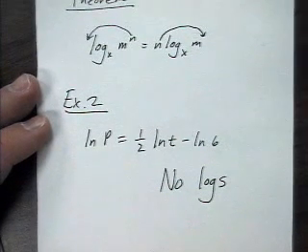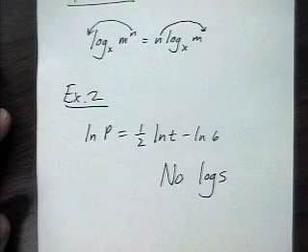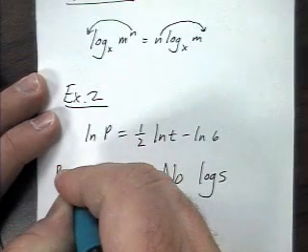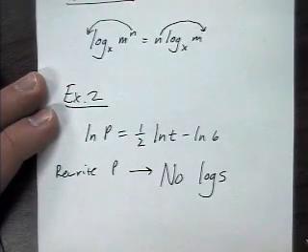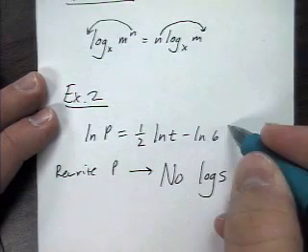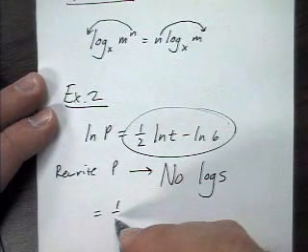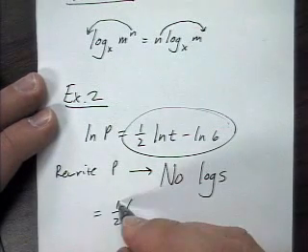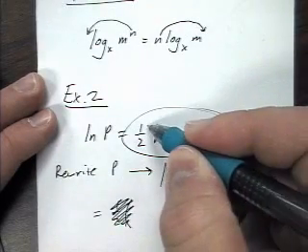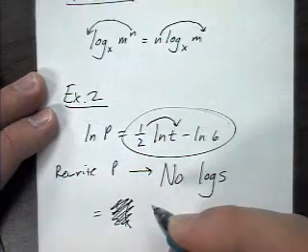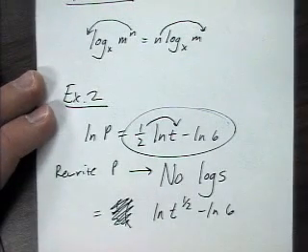All right, example 2. Rewrite p without logarithms. So, rewrite p, no logs. What I want to do is get a single logarithm on that side. I'm going to do something with this 1/2. I'm going to use that property, the one I just talked about. I'm going to move it up and make it an exponent. So this is the natural log of t to the 1/2 minus the natural log of 6.